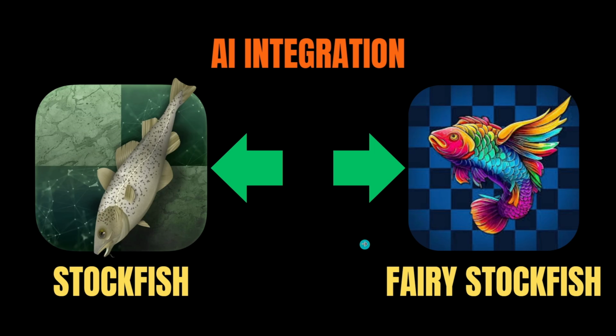So let's talk about AI integration. So there are two main options you can go with. Of course, you can go with other less popular options, but the two I would definitely recommend here would be Stockfish or Fairy Stockfish. So for Stockfish, I would recommend this if you want an AI opponent that is really strong and will give your players a really hard time. Stockfish would be the way to go.